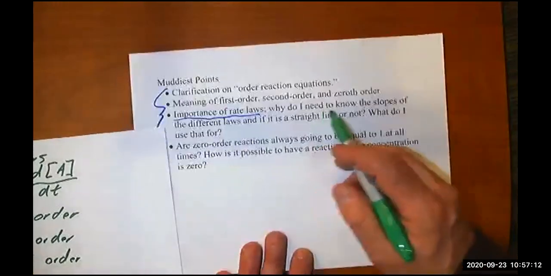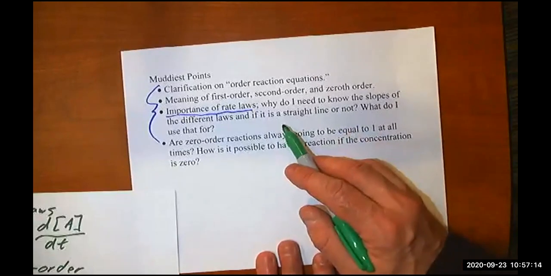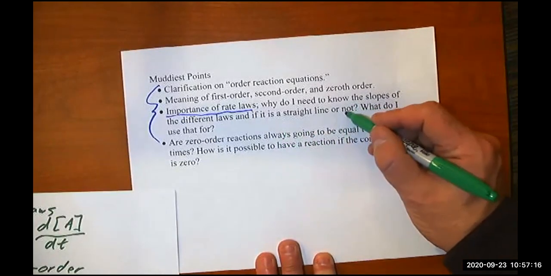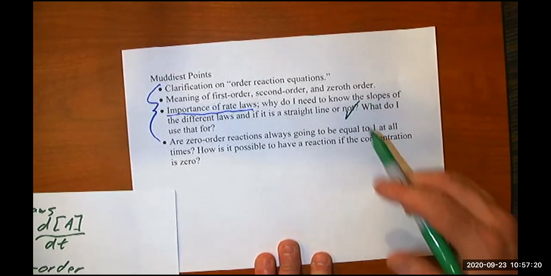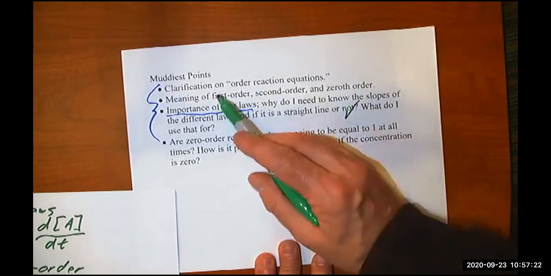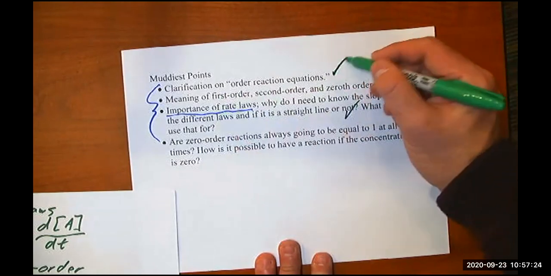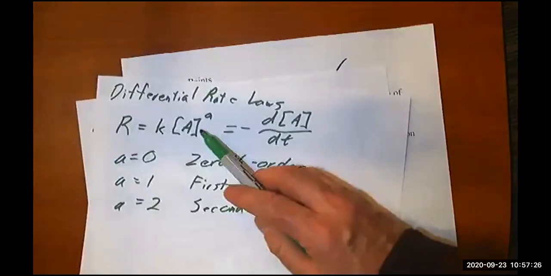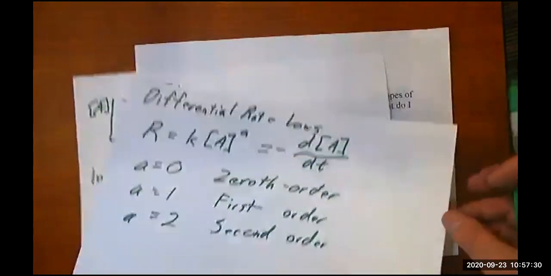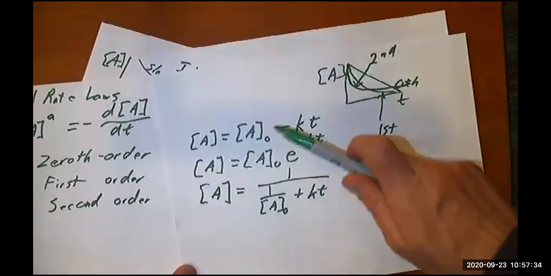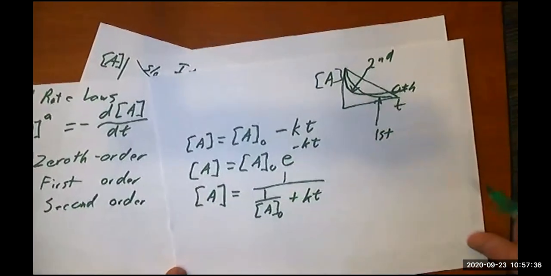So that is why you need to know the slopes of different laws and whether it's a straight line or not, because it tells you the reaction order. The order of reaction equations, this is where they come from. These are the categories, and these are the results of solving them.